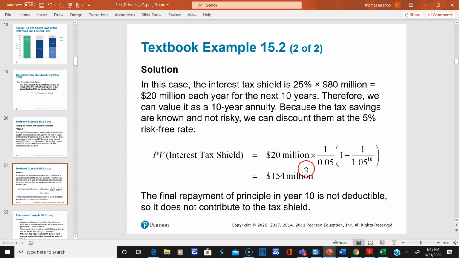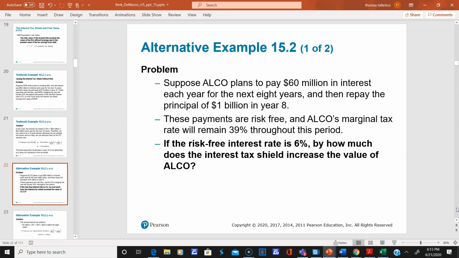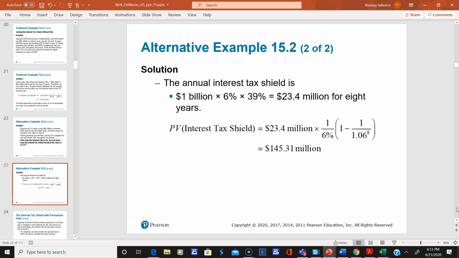You'll notice here, and it's interesting, that the money paid back is not tax deductible, right? So it doesn't contribute to the tax shield. It's just the $20 million a year over 10 years that's contributing to the tax shield here. So here's another example, very similar. And I guess you can go over that, right? Same deal. This, I believe, is over 8 years at 6%.